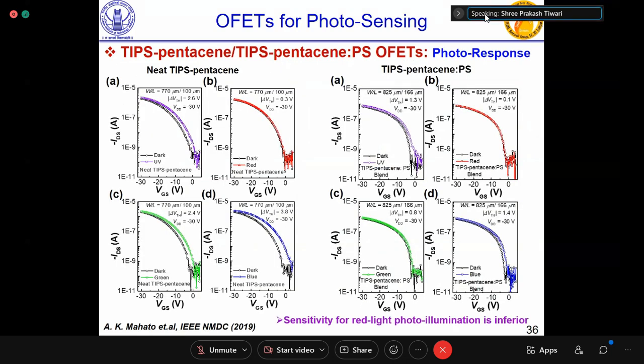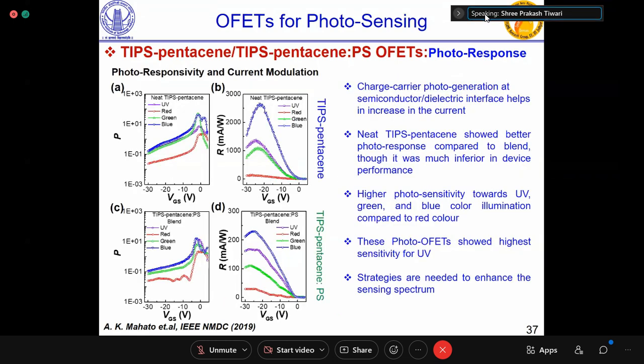So in this case, you simply see that sensitivity for red light is inferior compared to the other ones. These are just results where, if you see the first set, in neat TIPS pentacene or TIPS pentacene PS, in both cases it is not sensing red color, whereas it is sensing blue color, green color, right? And UV also. This was again presented in a good conference, NMDC 2019. But what one could see, can we change this sensing band?